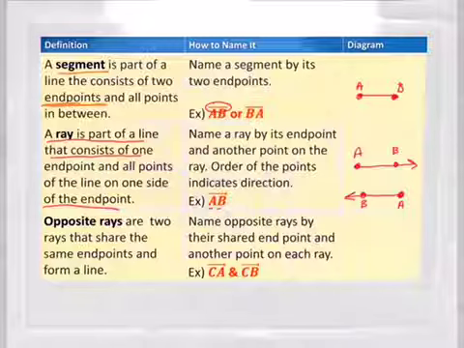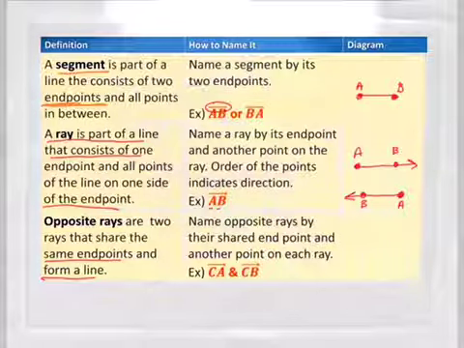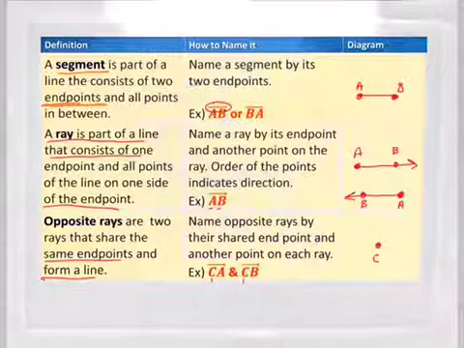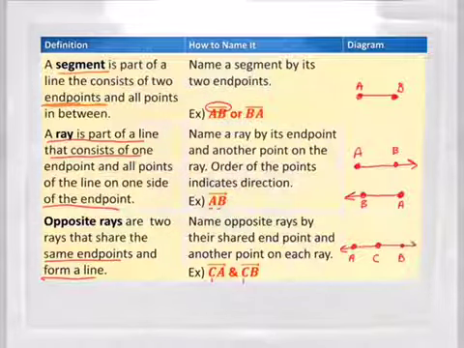Opposite rays are two rays that share the same endpoints and they form a line. You name opposite rays by their shared endpoint and another point on each ray. So really we're creating a line, but we're using two rays to do it. So both of these rays, CA and CB, start at C. So we'll put C right in the middle. Let's do CA first. So we'll put A here. So going from C to A, we'll go this way. Then CB, going from C to B, we'll put B here. And here we have opposite rays.